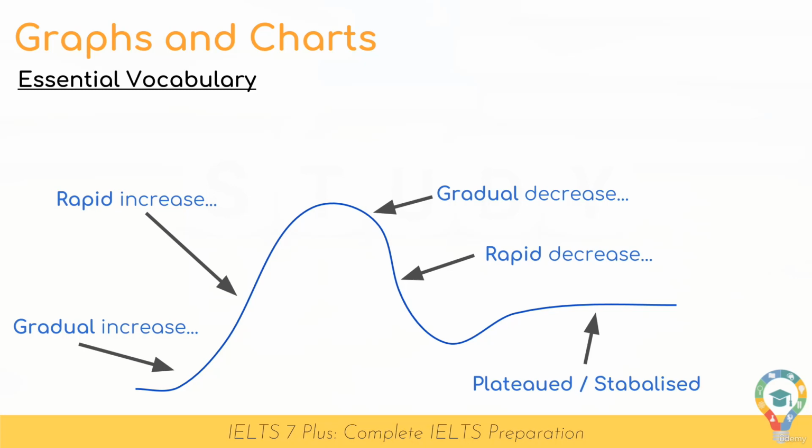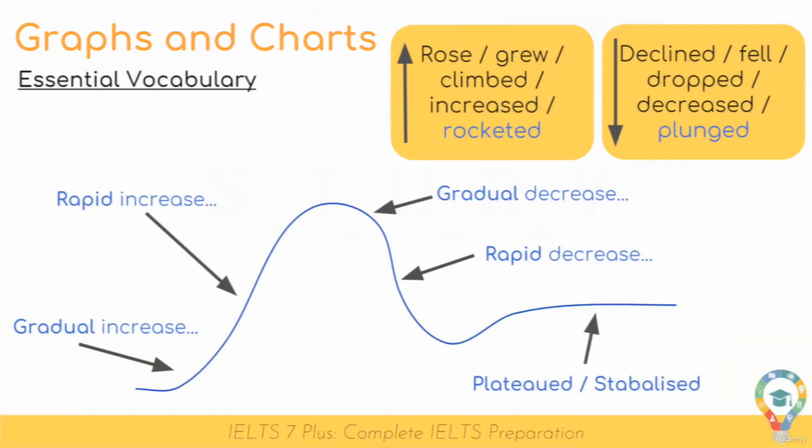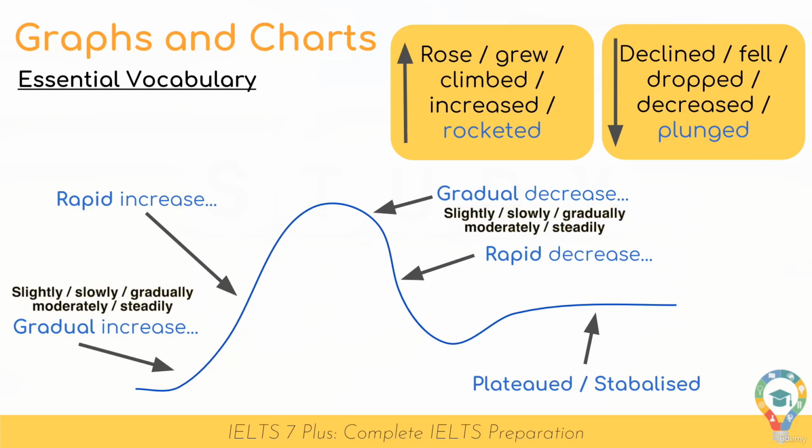Here are your synonyms for increase and decrease. I've highlighted the vocabulary rocketed and plunged in blue because you would only use these two words to describe a big, quick change. We use adverbs to show how quickly the change happened. For gradual, you could use these adverbs. Let's see a few examples.